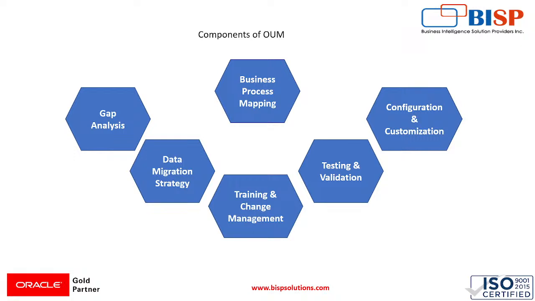Okay, so the next is testing and validation. Here we have to do the UAT, or unit and integration testing, and user acceptance testing. When we saw the phases of implementation, we saw that UAT is very important. How UAT is done, we will see when we are closing the project.